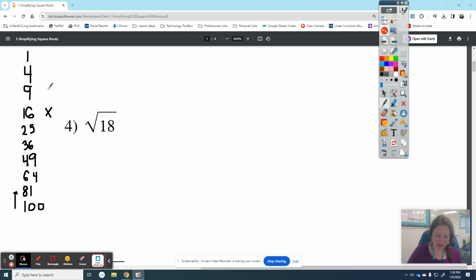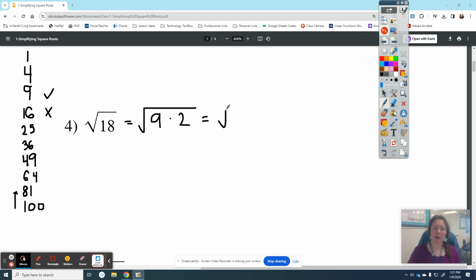18 divided by 9. Now this is an example of something maybe you already know what 18 divided by 9 is, but if you didn't, you can type it in the calculator. 18 divided by 9, that worked, because 18 divided by 9 is 2. So I can change the square root of 18 to the square root of 9 times 2. Again, 2 is what I got on the calculator.